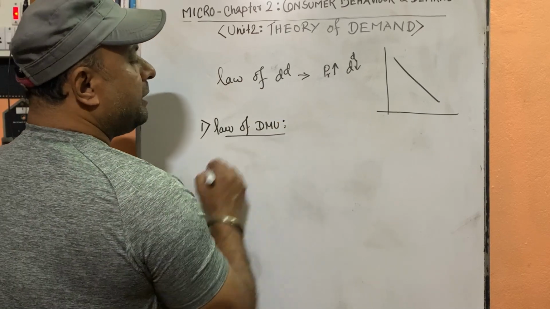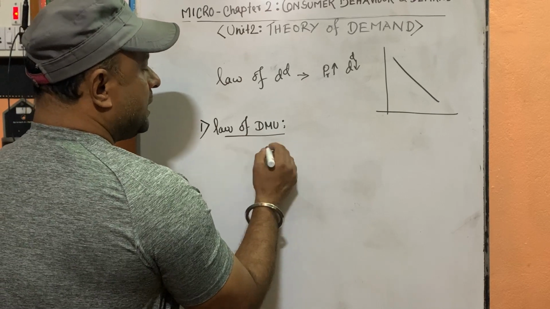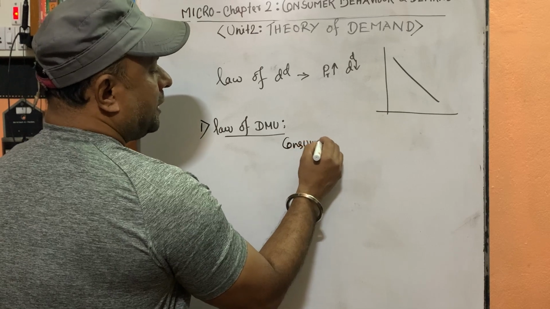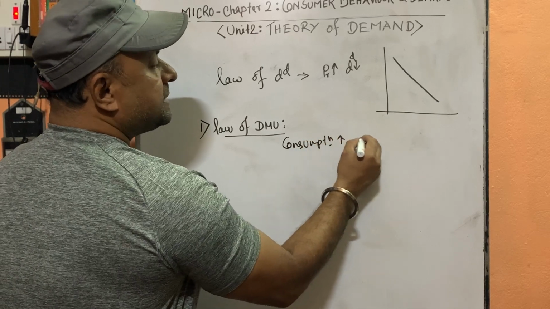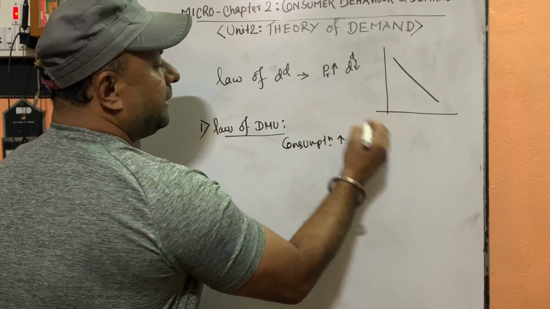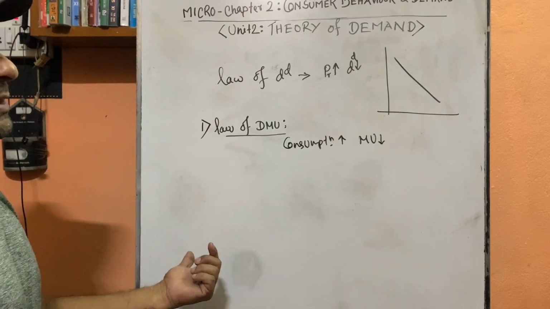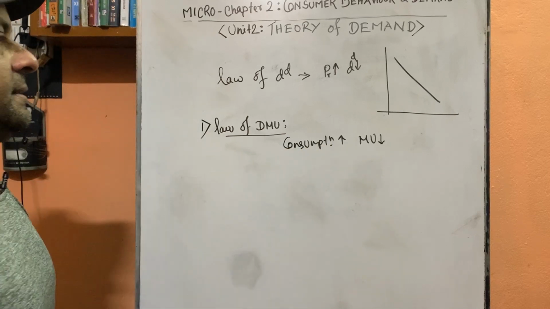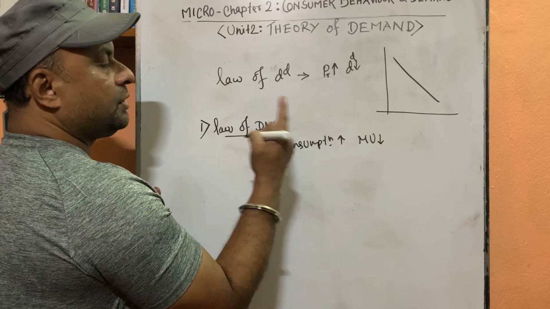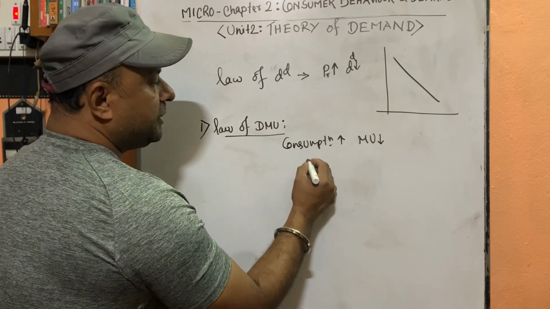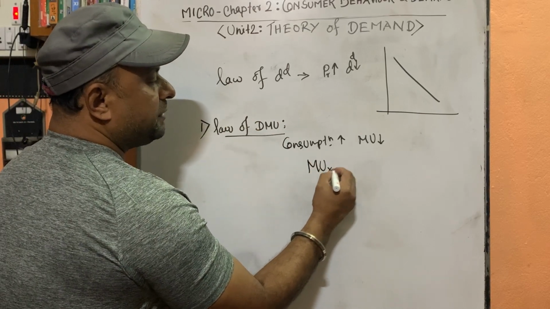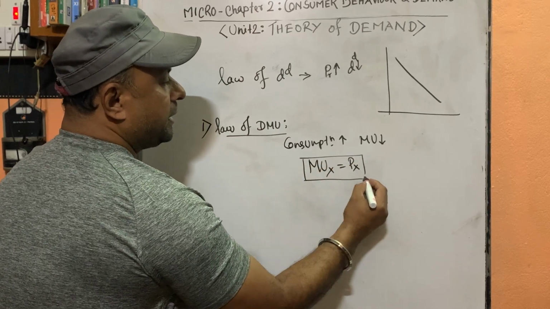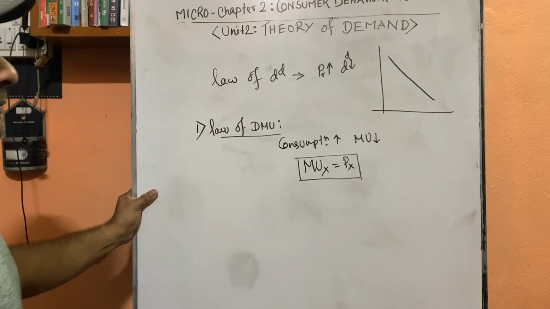Now what was the law of DMU? Law of DMU was, when we increase our consumption of a good continuously, our marginal utility decreases continuously, and vice versa. With the rise in the consumption, marginal utility decreases. Now when a consumer purchases only one good, his equilibrium condition is marginal utility of the good is equal to price of the good. This is the equilibrium condition, and the consumer always tries to be in equilibrium.